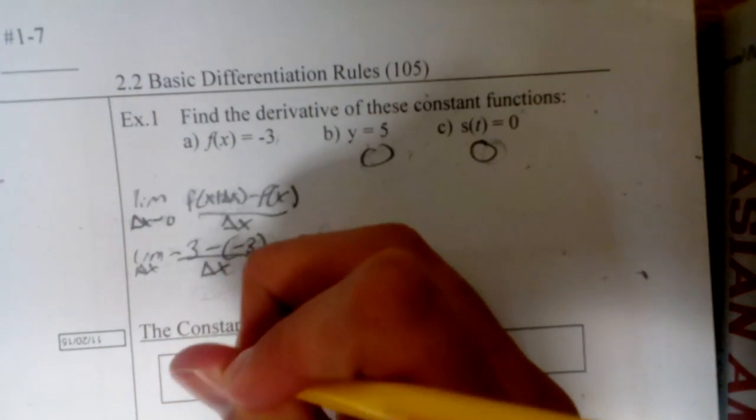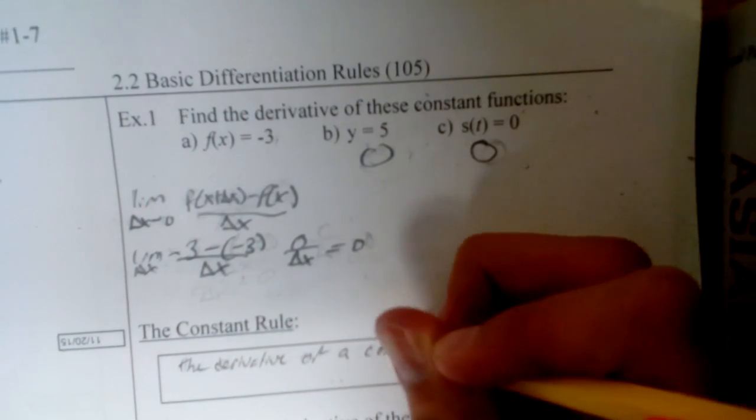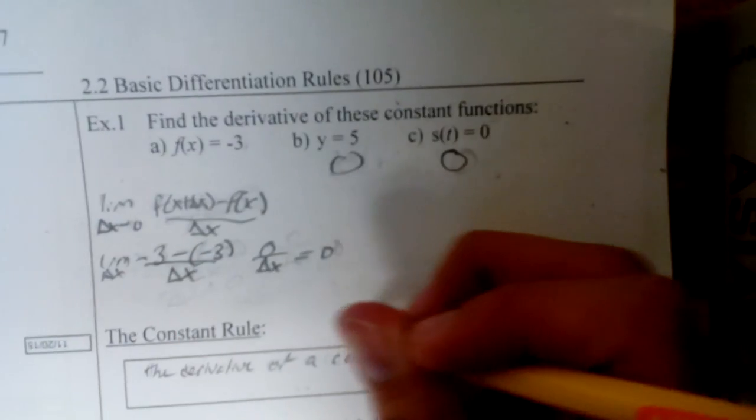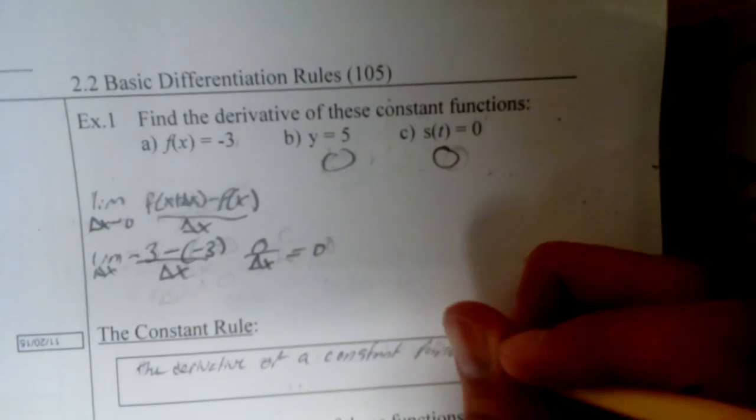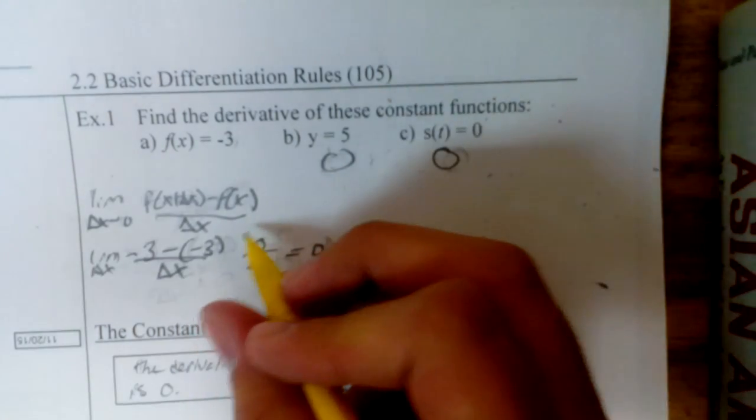And the constant rule is the derivative of a constant function is 0. So we just basically prove this up here.